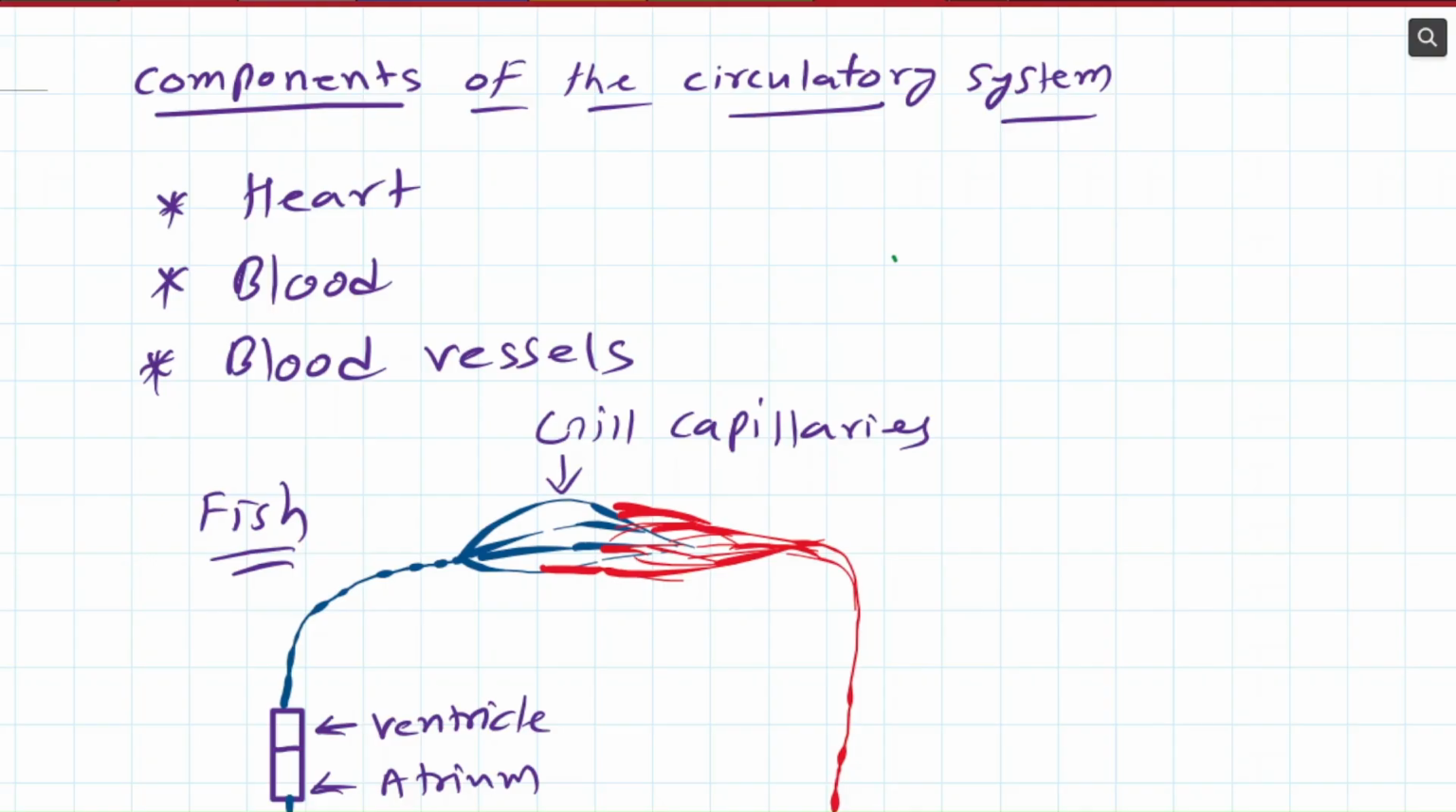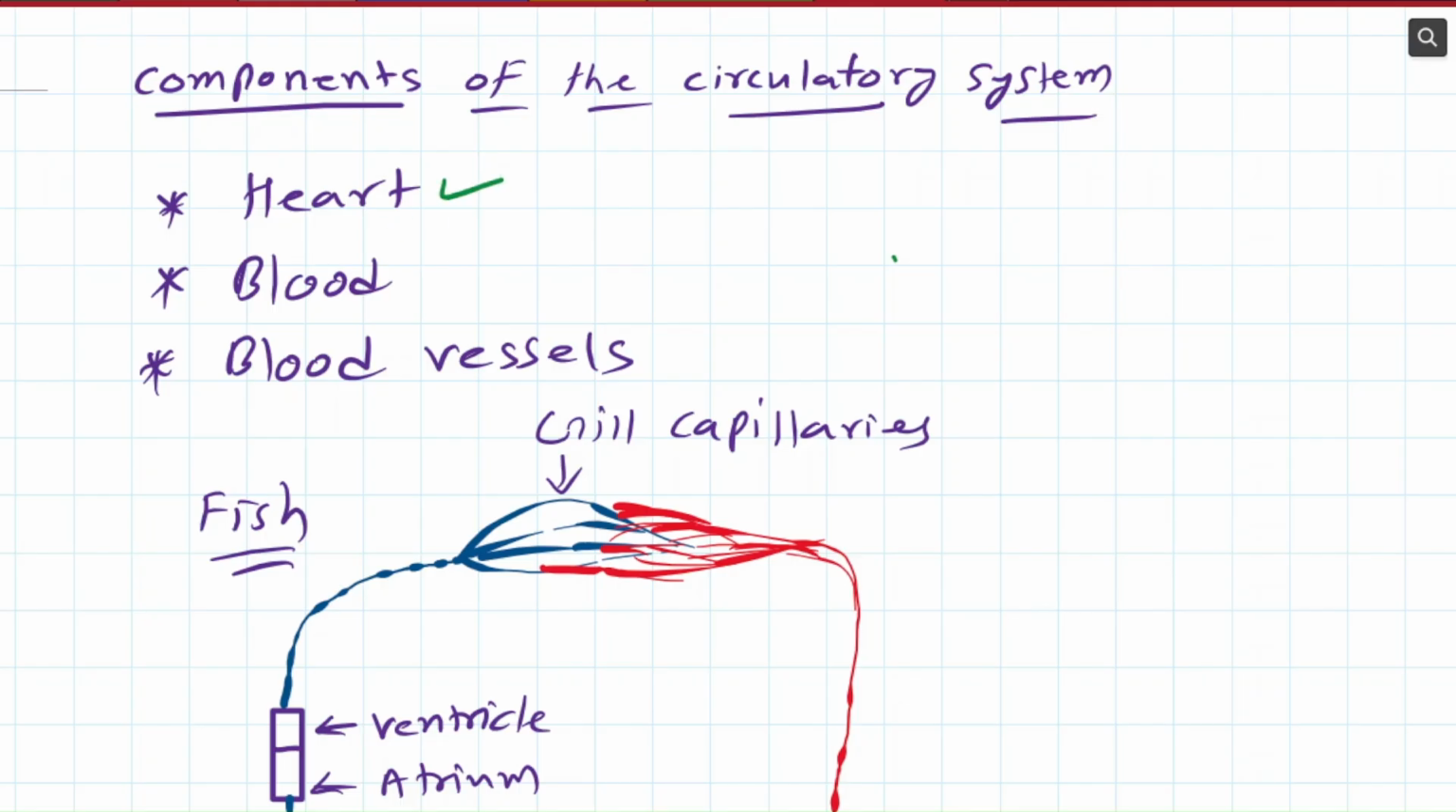Okay, so these things are being transported from one part of your body to different part of your body with the help of transport system, circulatory system. So now, children, we will do one by one each component of this circulatory system. Okay. So, children, components of the circulatory system.